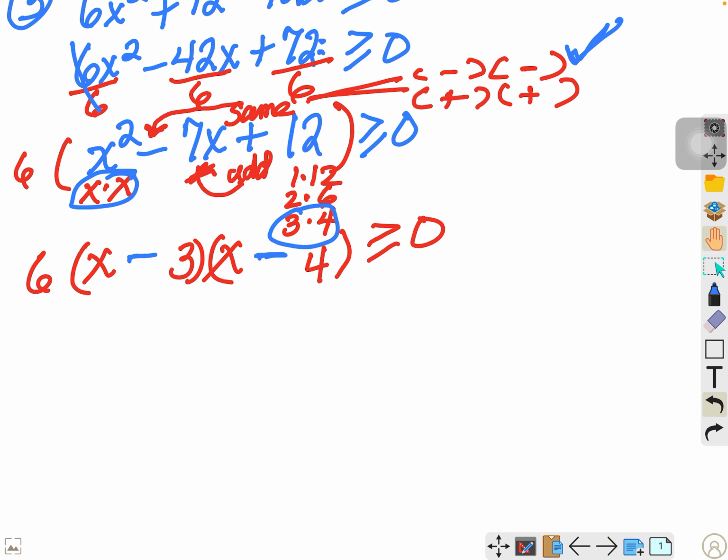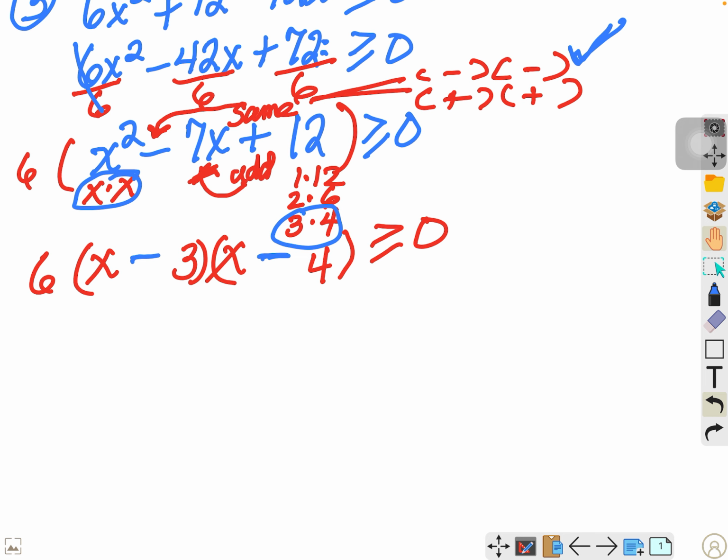And now we get to use the zero product property. We have three factors now. We have a 6, we have the quantity x minus 3, and we have the quantity x minus 4. This 6 is a constant number. It tells me nothing about x. There's no variable attached to that factor.